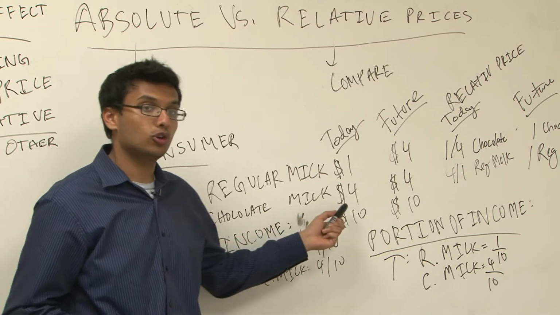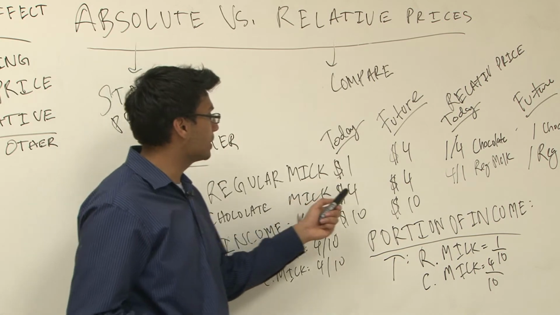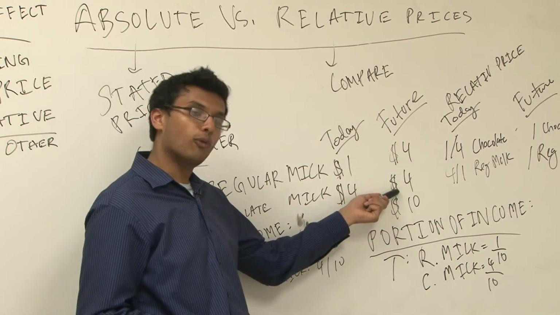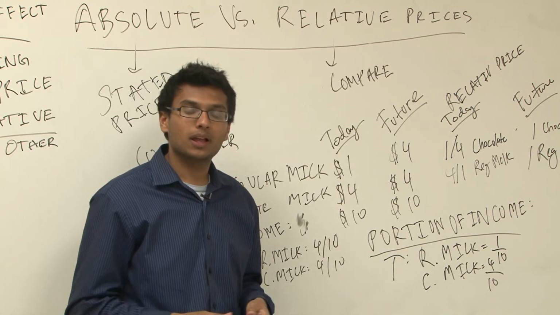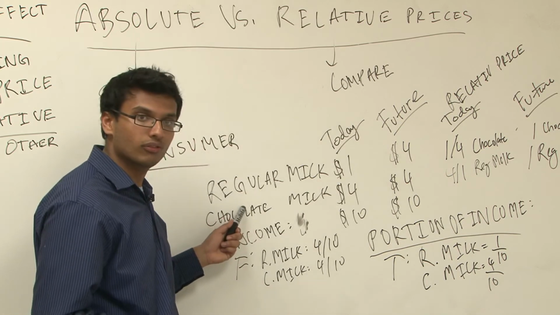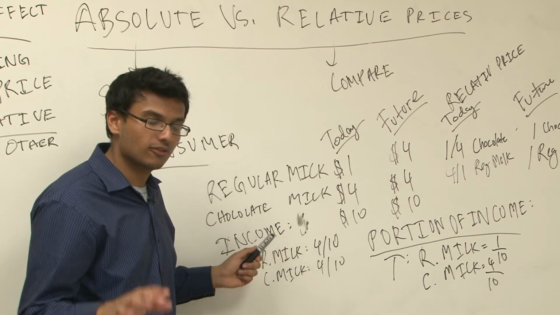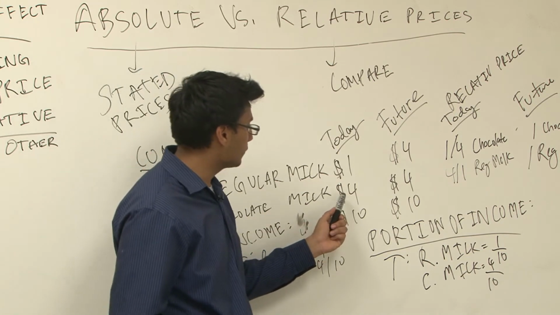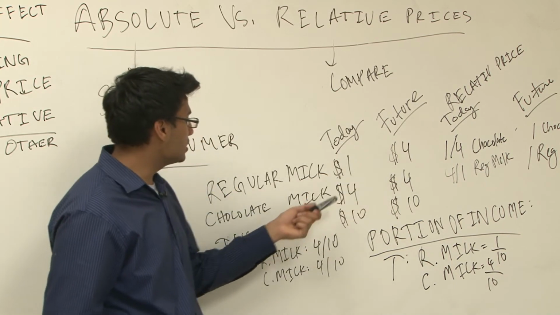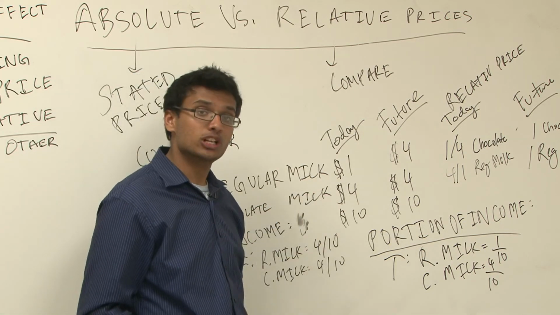Price of chocolate milk today is $4. Correct? In the future, the regular milk has become 4 times more expensive at $4, but chocolate milk has stayed the same at $4. What does this mean? The price of one good, regular milk, has increased relative to the price of chocolate milk. Does everyone see that? Price of chocolate milk went from 4 to 4. Price of regular milk went from 1 to 4. So relative to the price of chocolate milk, regular milk has become more expensive.